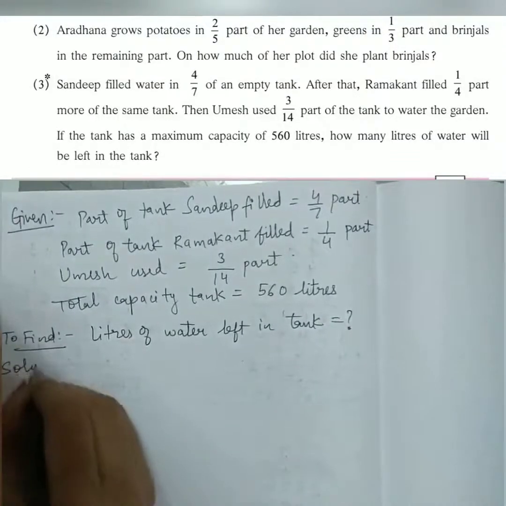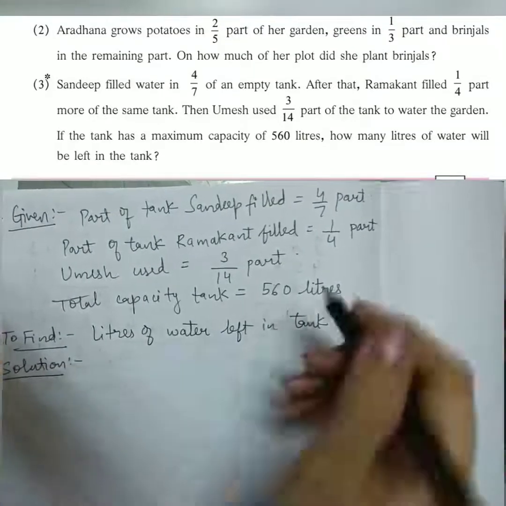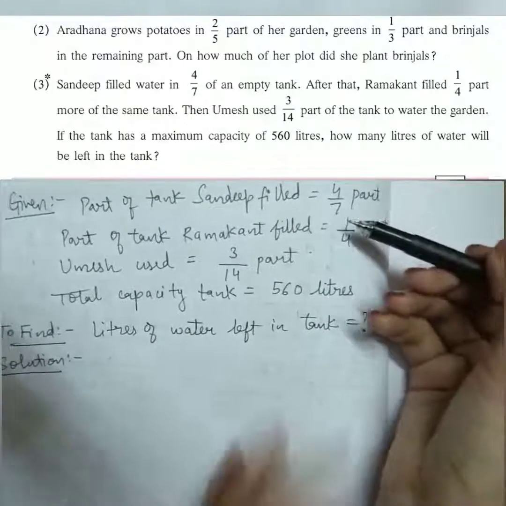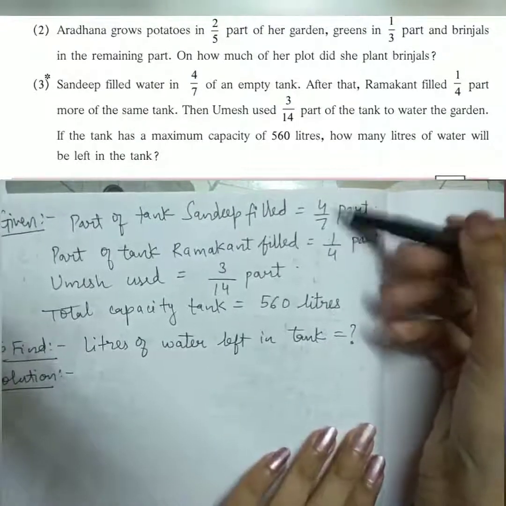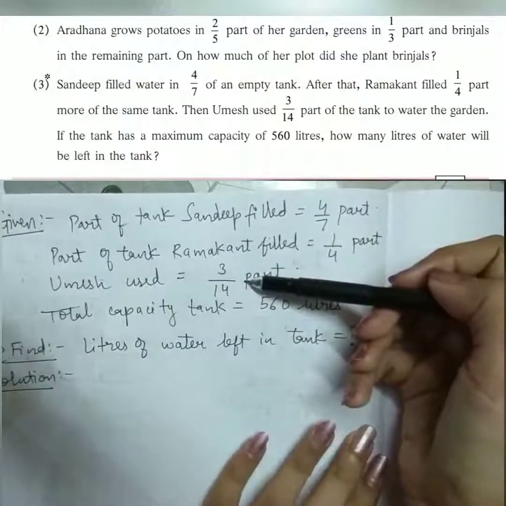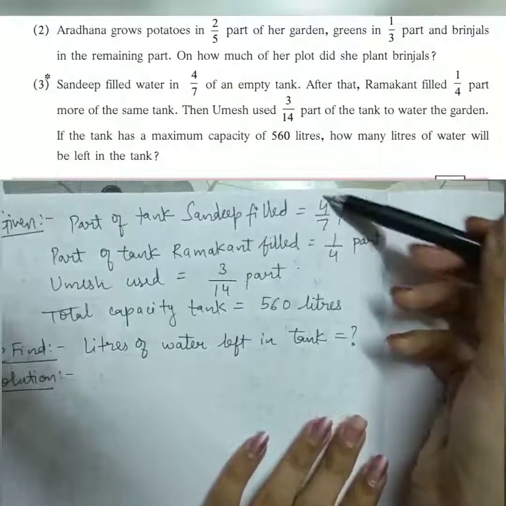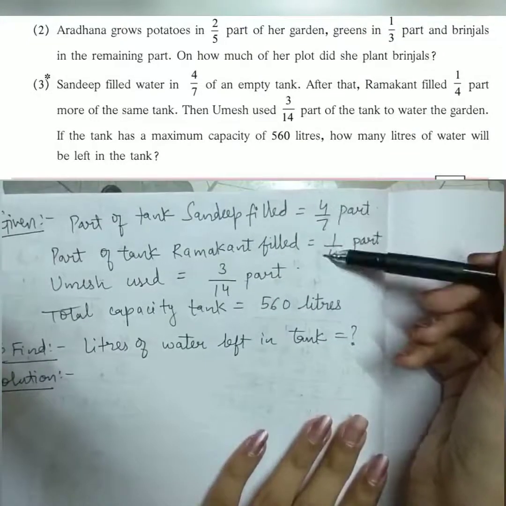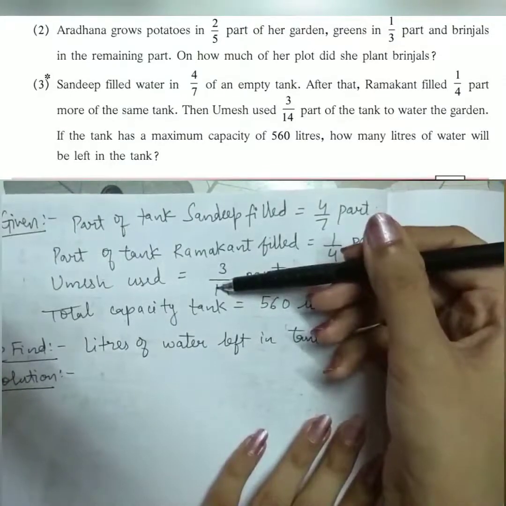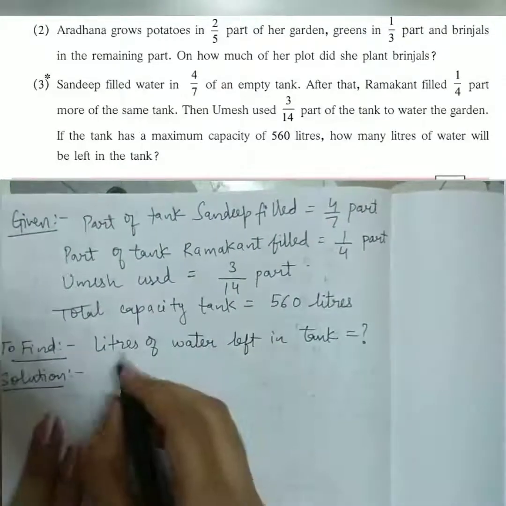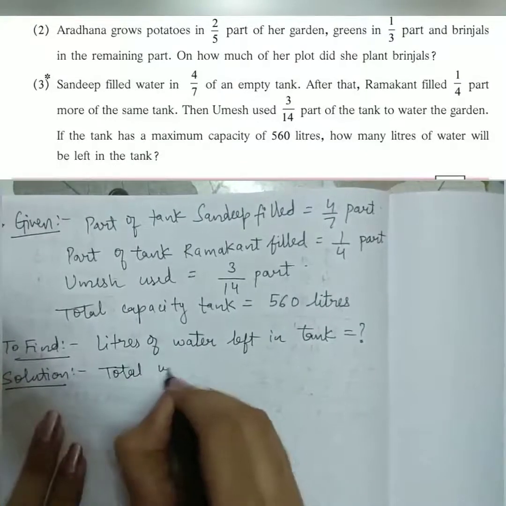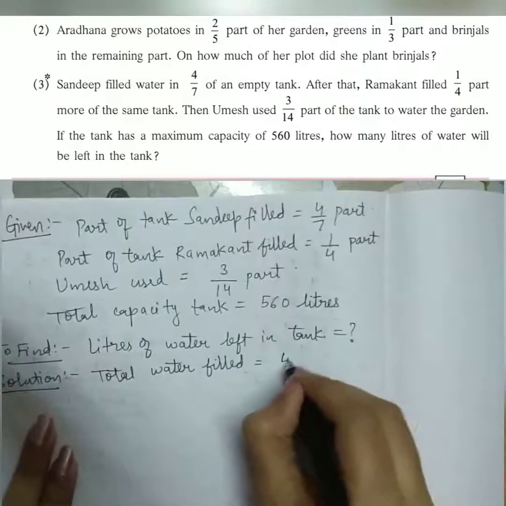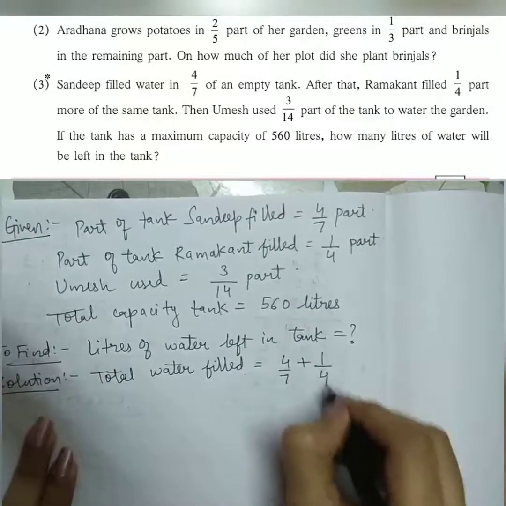Now for the solution. Again, first we will add, since these two people came and they filled the tank. We are going to add these two. And Umesh came and he used the water. So whatever water is filled, from that only he will be using. So we will add first and from that we will subtract. So total water filled: we will add 4/7 plus 1/4.